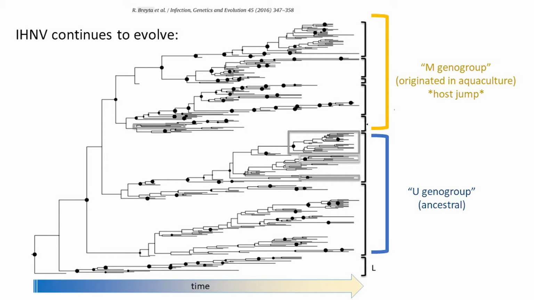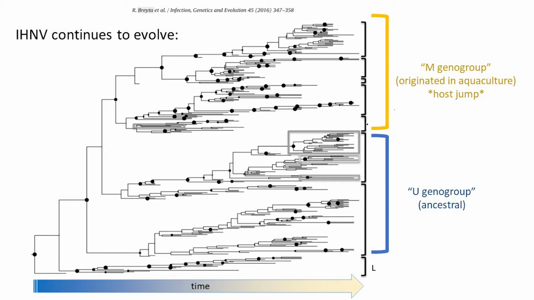And the top half of this cladogram is termed the M genogroup, which originated completely in aquaculture and represents a massive genetic diversification of IHNV after its host jump. Something this cladogram doesn't really show very well is the relative genetic diversity. We estimate that there's over 3 times as much genetic diversity in the M genogroup as the U genogroup.